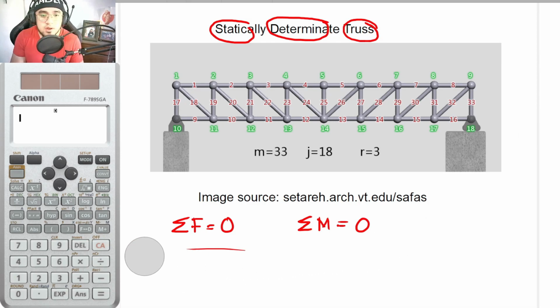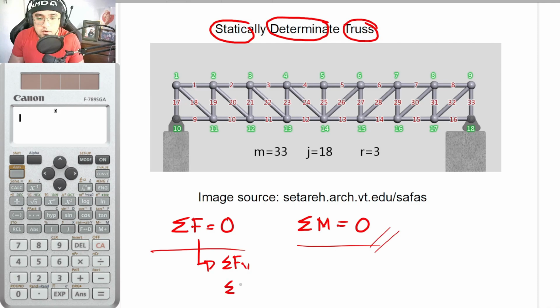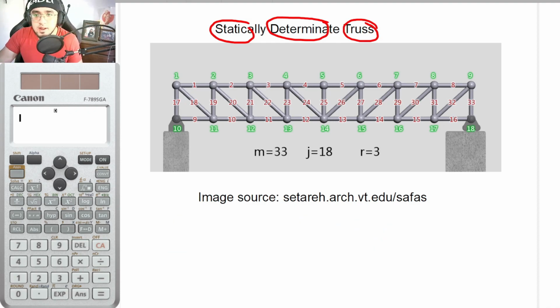Basically, these are the equations of static equilibrium. Under the summation of forces, we have summation of forces vertical and summation of forces horizontal. Let us now take this truss here as our example.